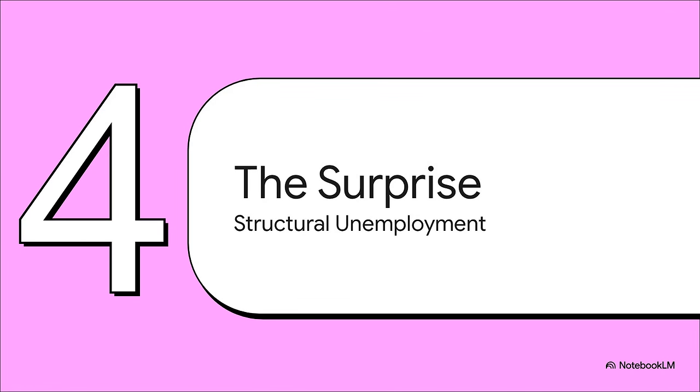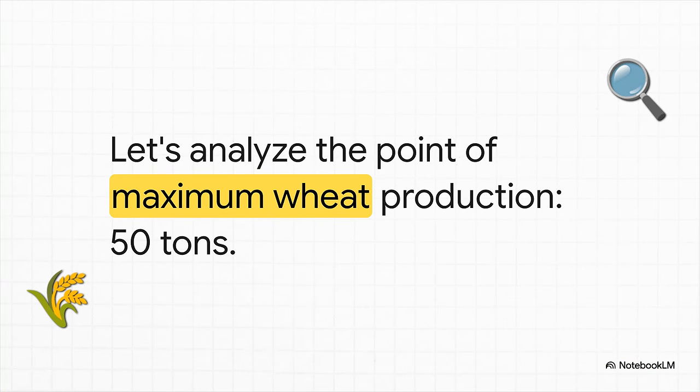Now here's where this gets really fascinating. You might look at this curve and think that any point on that line represents perfect, 100% efficiency, with 0 wasted resources. But that's not the whole story. Let's zoom in and analyze one specific point on this curve, the absolute maximum amount of wheat our economy can possibly produce. We already figured out that this is 50 tons, because at that point, we run completely out of workers. So now let's look under the hood and see which resources are actually being used to get there.